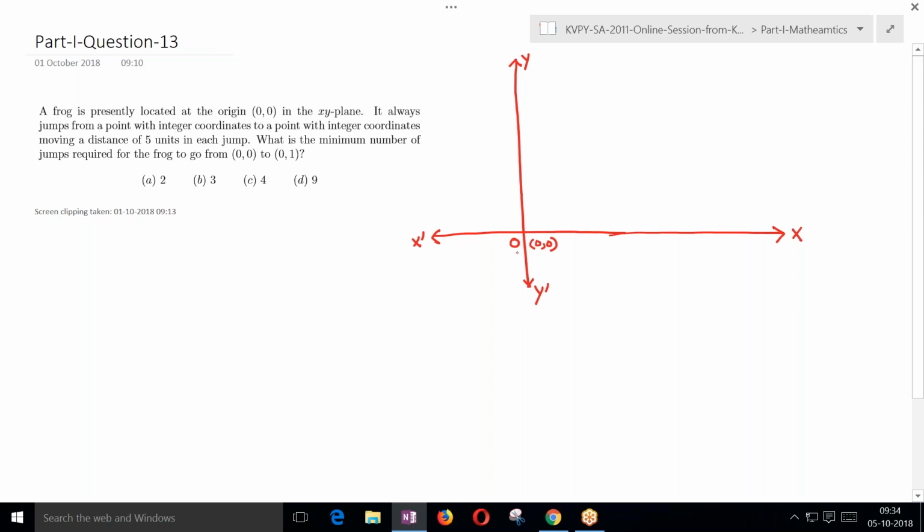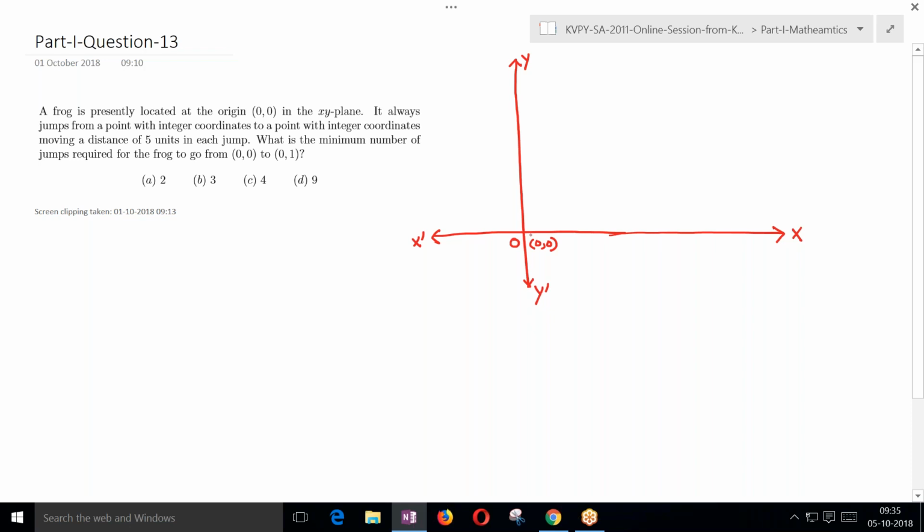Now, it always jumps from a point with integer coordinates to a point with integer coordinates, moving a distance of 5 units in each jump. Very important statement. It always jumps from a point with integer coordinates. Suppose it starts from 0, 0. It is an integer. From a point with integer coordinates to another point with integer coordinates, moving a distance of 5 units in each jump.